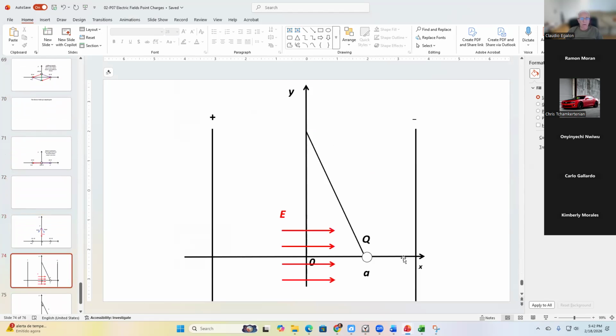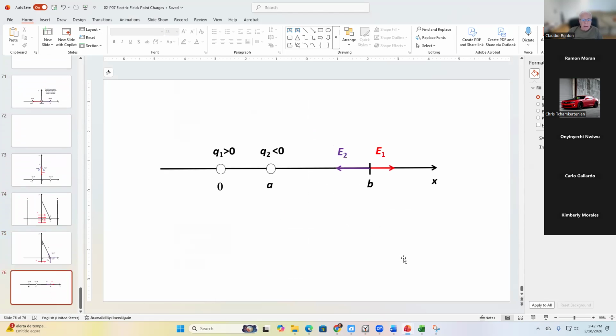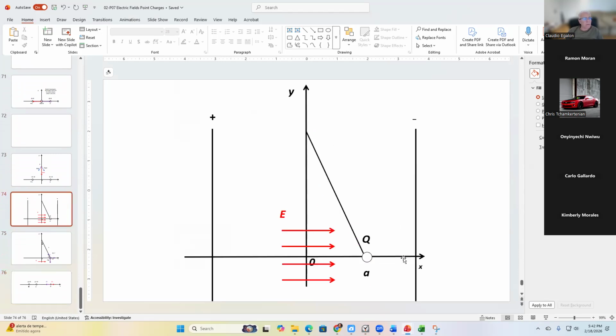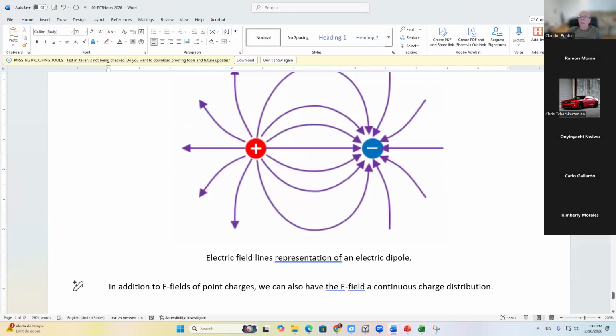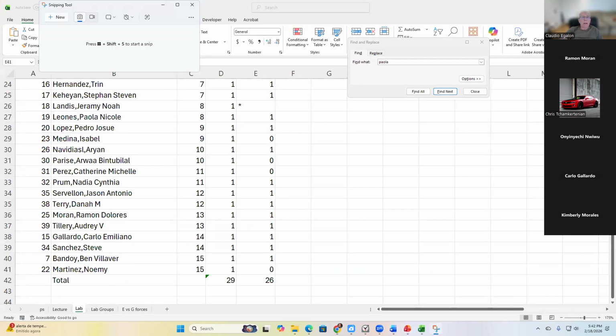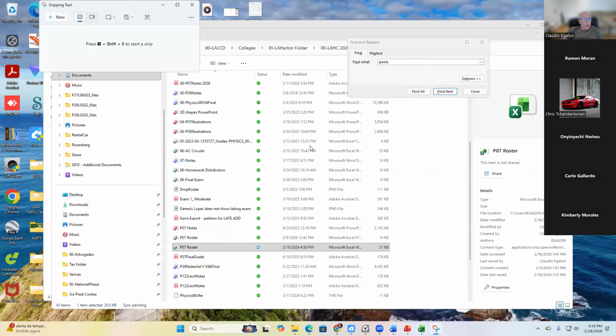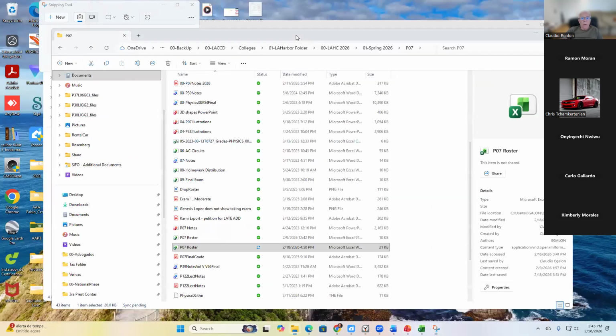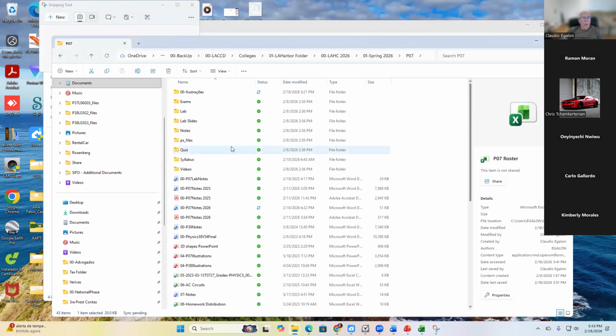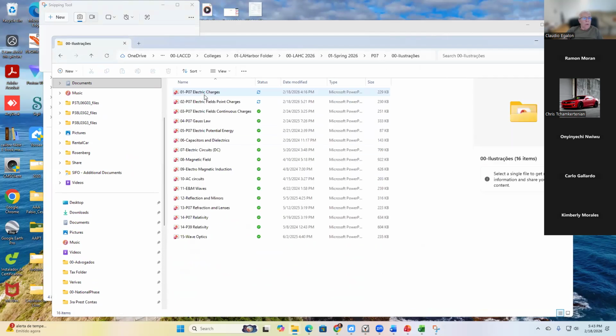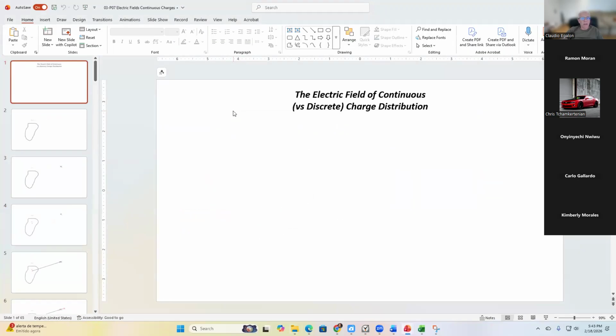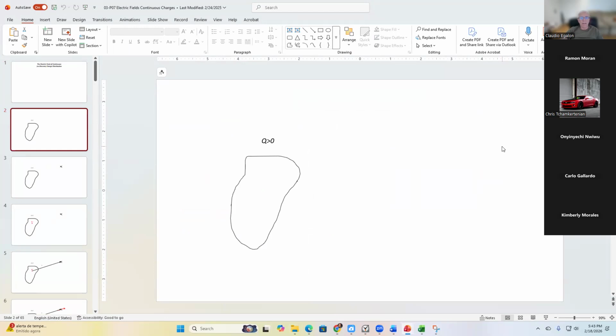And now for the continuous electric field distribution. Let's see if I have an illustration. Oh, what a shame. I don't have an illustration of that. Oh, that's point charge. Let's go for the next one. We still have 8 more minutes to go. Illustration. Continuous charge distribution. See that? Electric field. Okay, here you go. This is the representation of a continuous charge distribution.